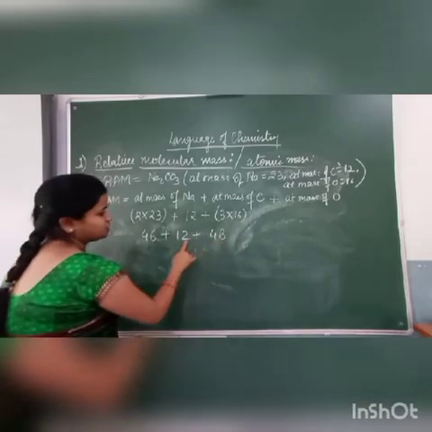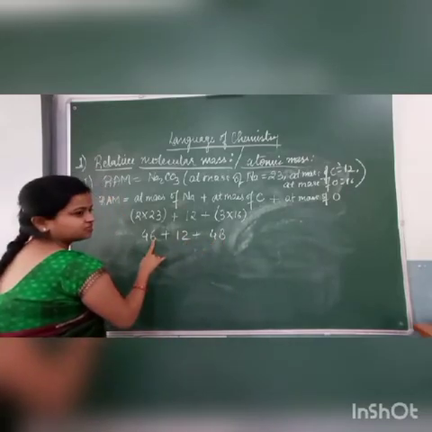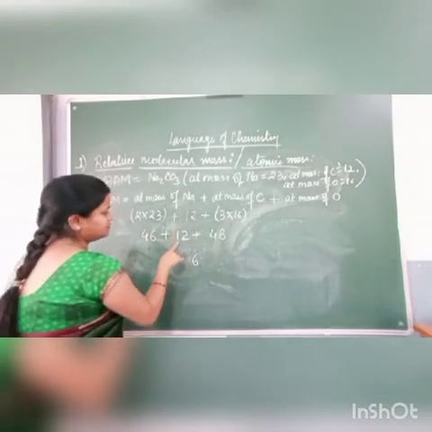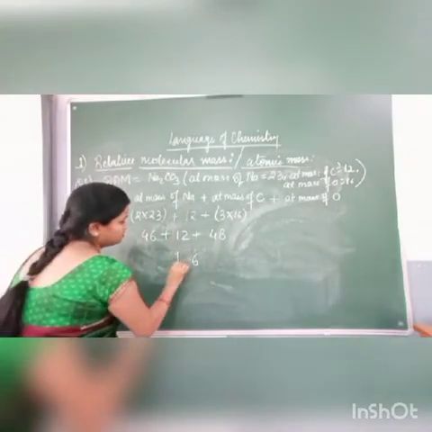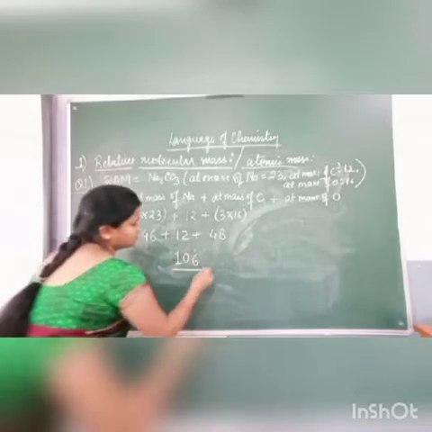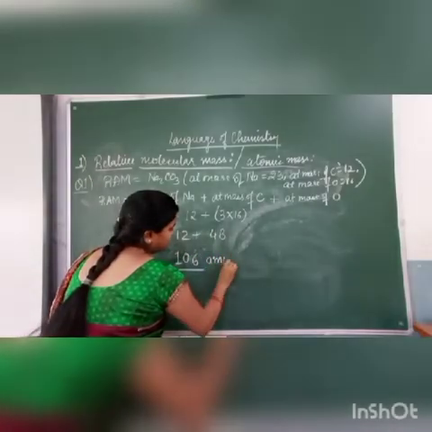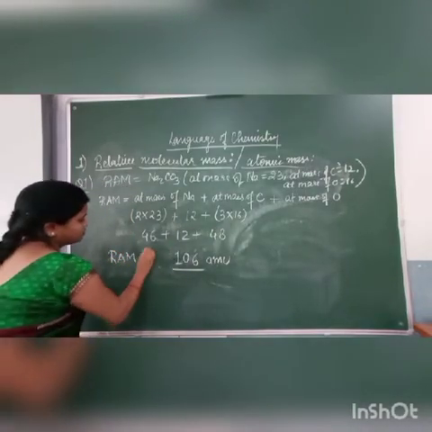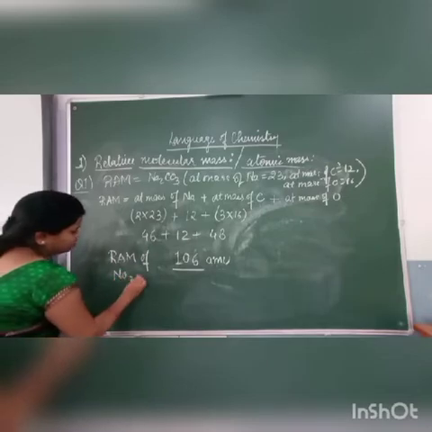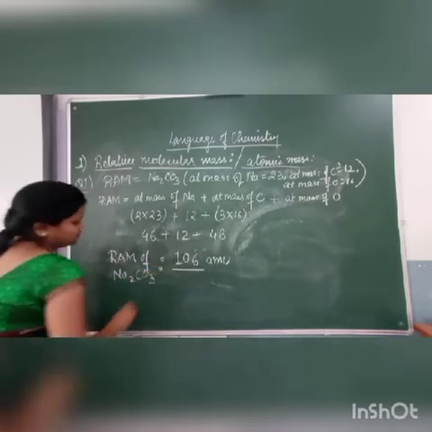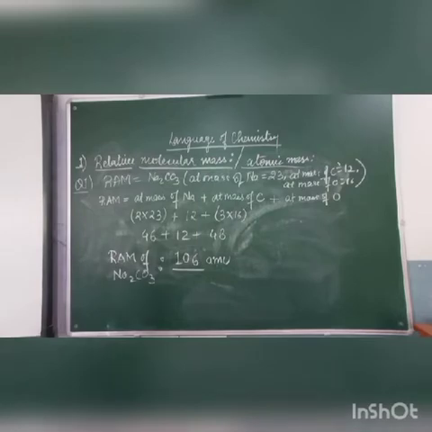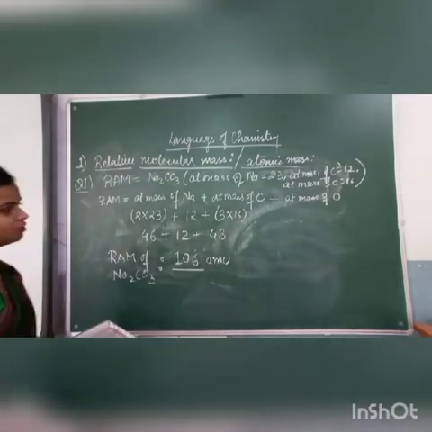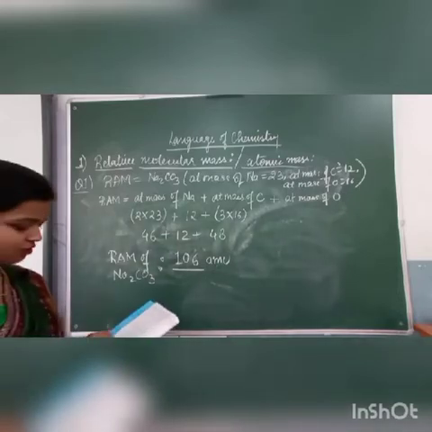See, 8 plus 2 is 10, 10 plus 6 is 16. Carry 1, 4 plus 1 is 5, 6, 6 plus 4 is 10. Means 106. 106 AMU is the relative atomic mass or relative molecular mass of sodium carbonate. Is that clear? This is your second example. Okay? If you want, you can write in your copy. Otherwise, you can do it on your own.